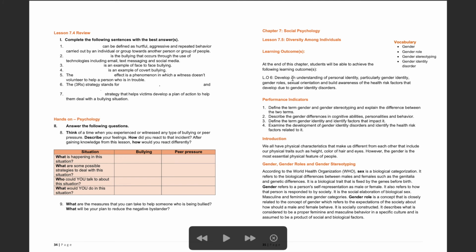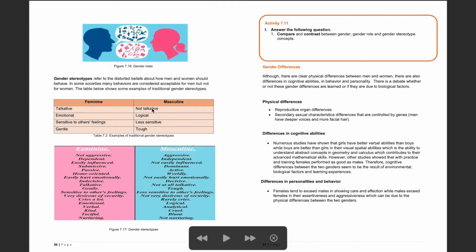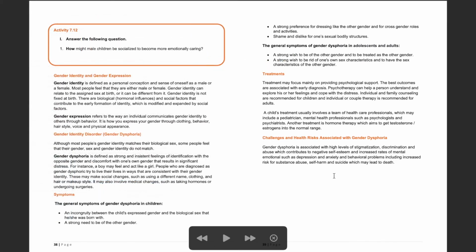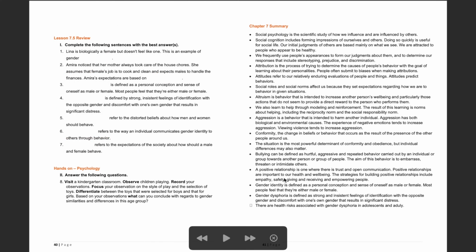And in the last you have gender and gender stereotyping, cognitive abilities differences. So you have until here. You can find easily over here what is gender, what is gender role, what is gender stereotype. And then what are the gender differences? They have physical differences, cognitive differences, personality and behavior differences, and so on. So in this way your document will be done.